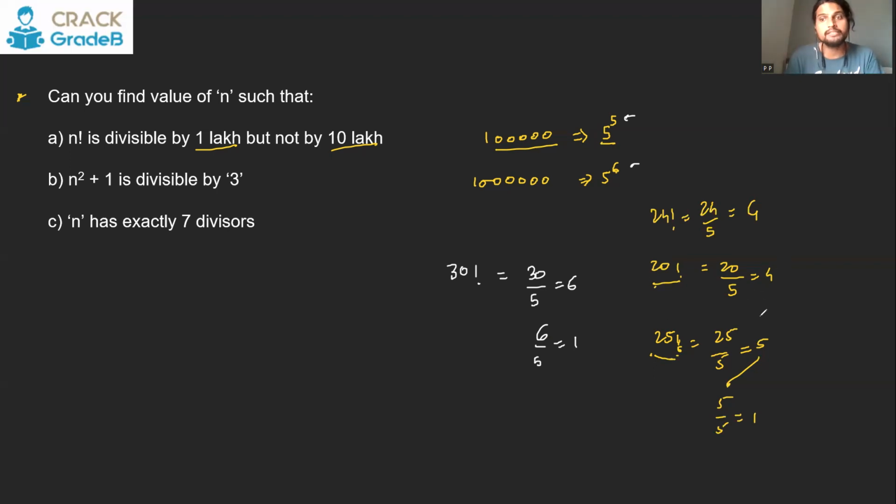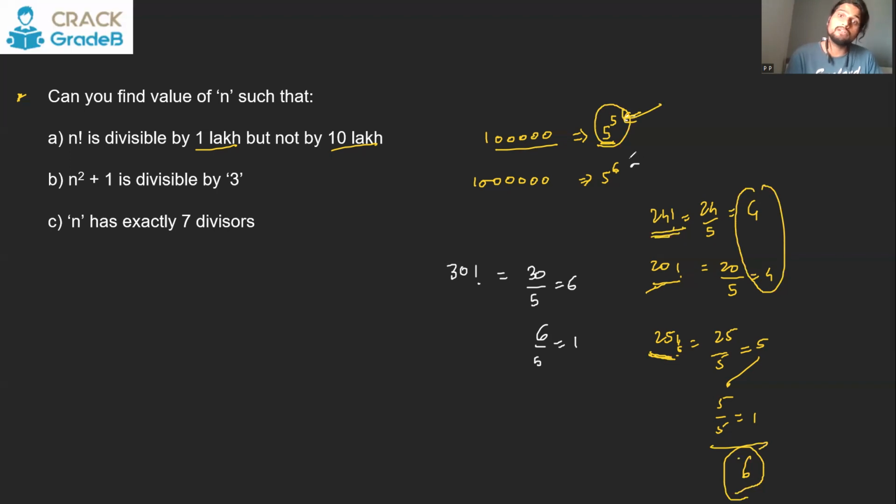Directly 2 more zeros will be added. So the number of 5's is going to be directly 6. So up to 24 factorial there are 4 fives, and from 25 factorial onwards, there will be directly 6 fives. So we cannot have a number which will have 5 fives. We cannot have a number in factorial which will have exactly 5 fives. It is not going to happen because after 24 factorial, 25 factorial will directly have 6. So we cannot have such a number which is divisible by this but not divisible by this. I hope you got this.